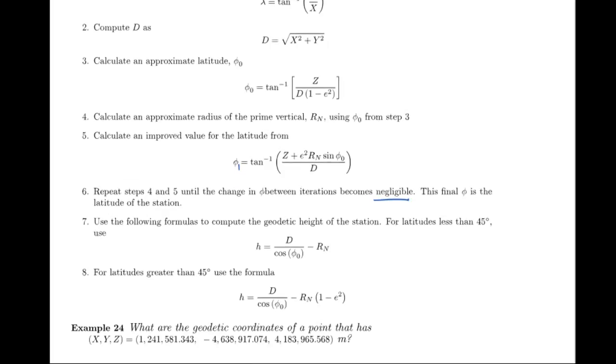In this first example, what are the geodetic coordinates of a point that has the x, y, z coordinates of 1,241,581.343, then negative 4,638,917.074, and finally, our z-coordinate is 4,183,965.568. And again, that's in meters. So let's go over to Excel.